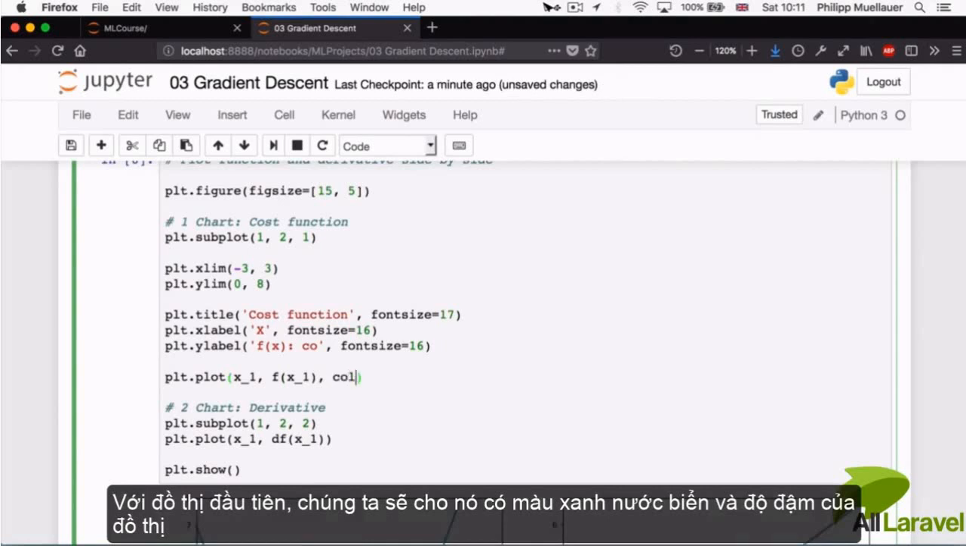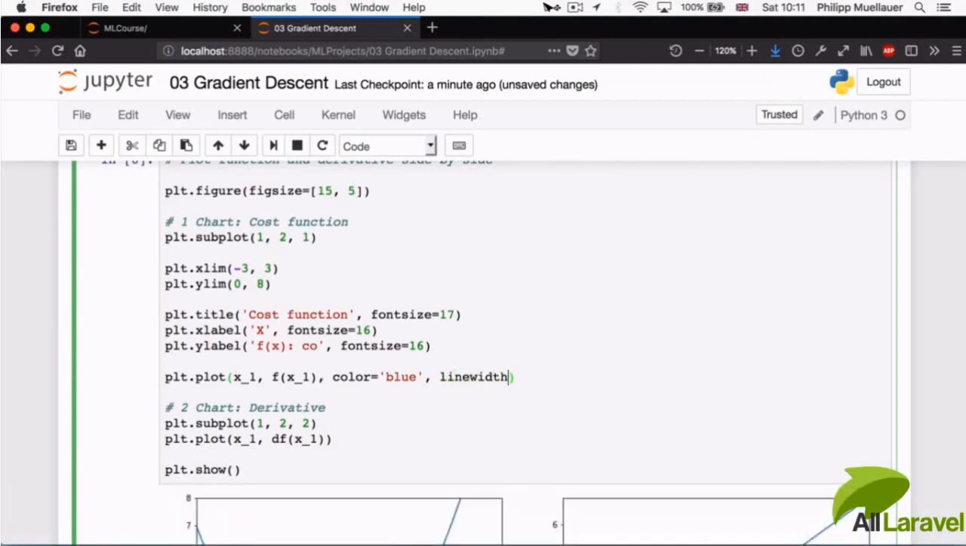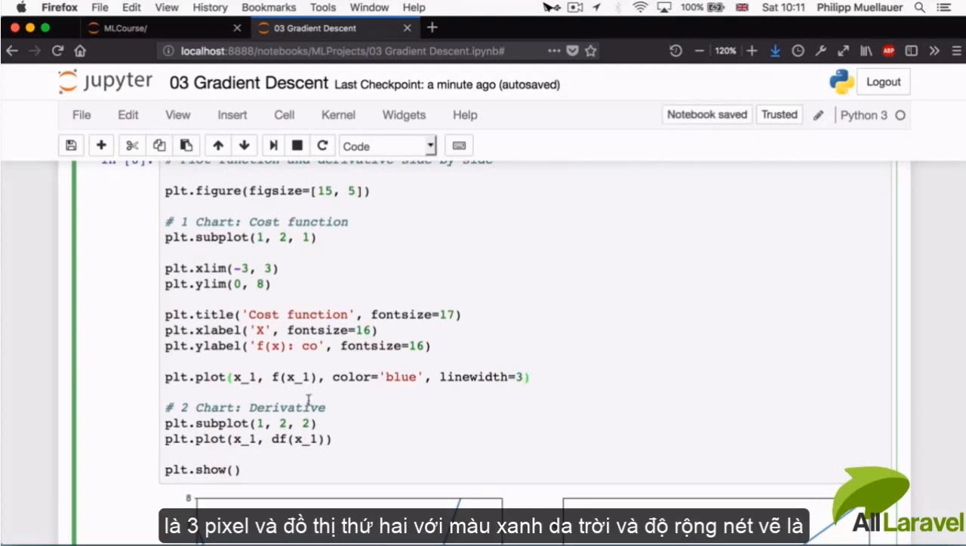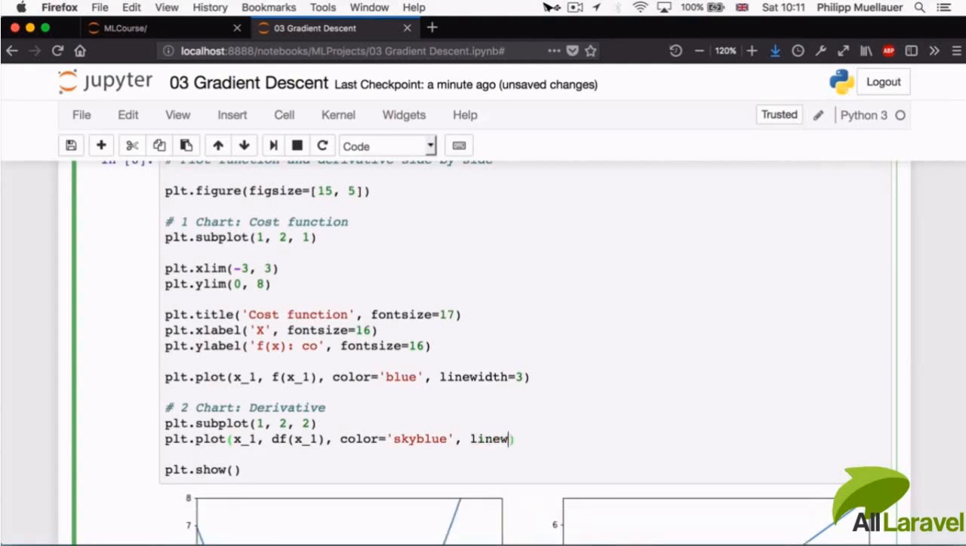For the first chart, let's explicitly state that it should be blue and that it should have a line width of maybe 3. And for our second chart, we're going to give it the color sky blue and a line width of 5. How does that look?